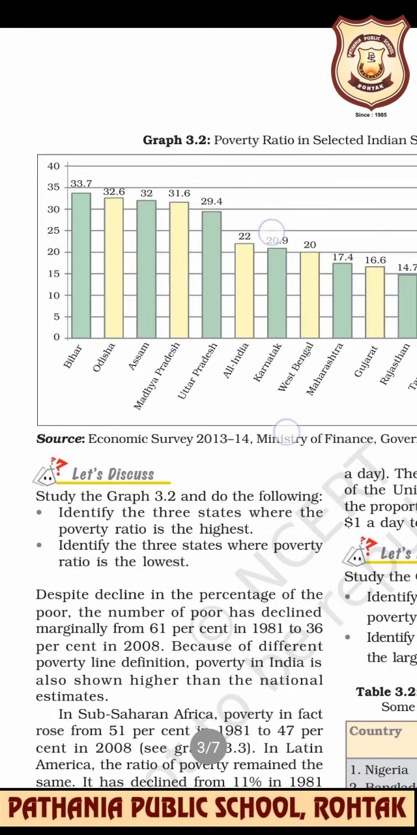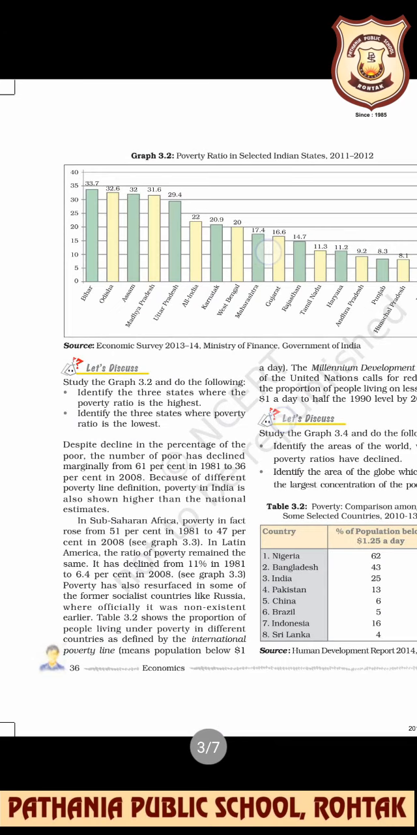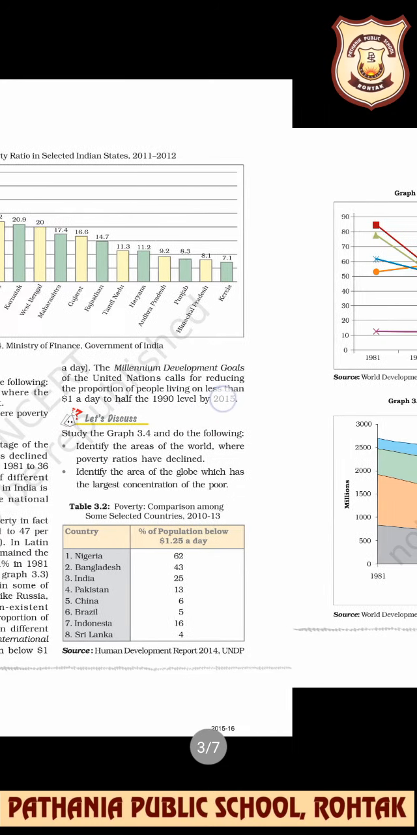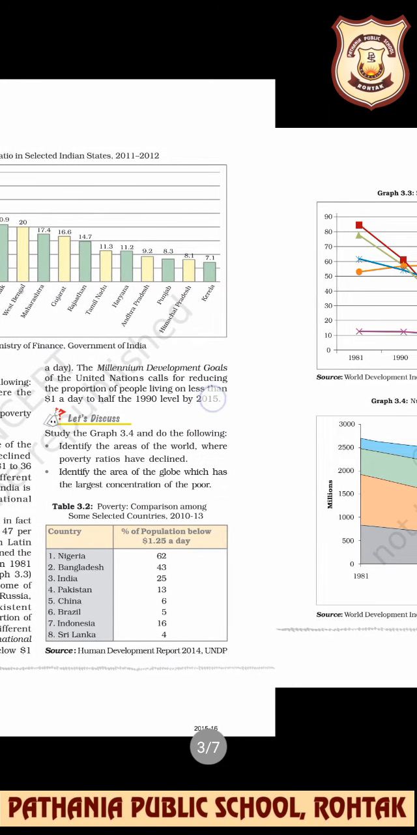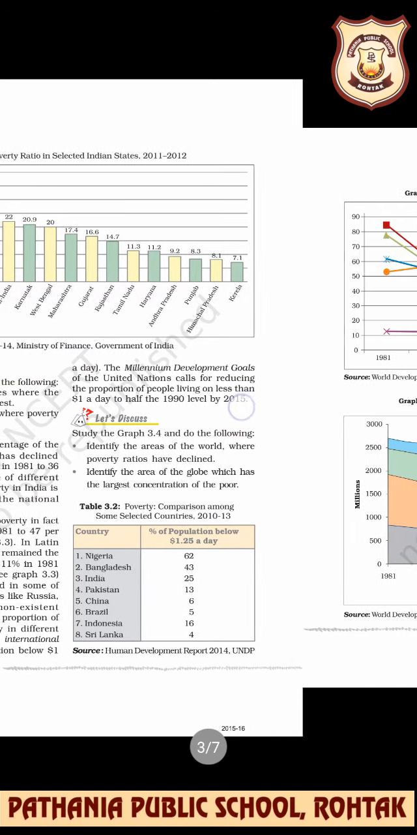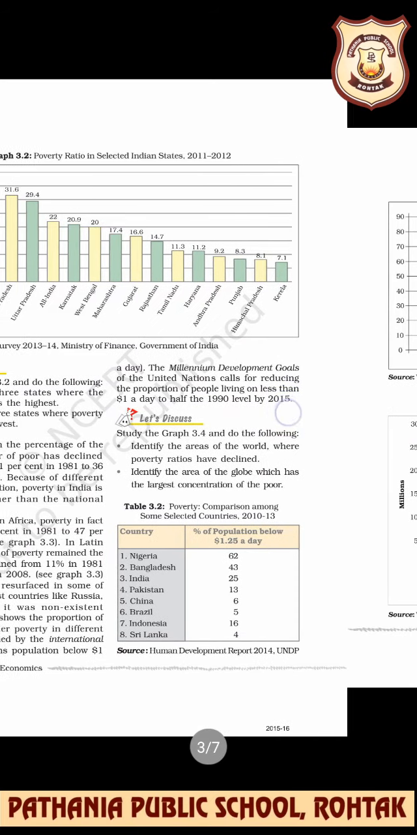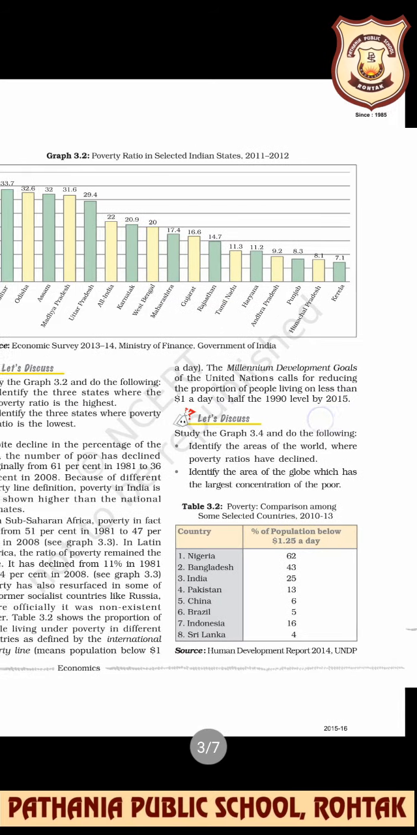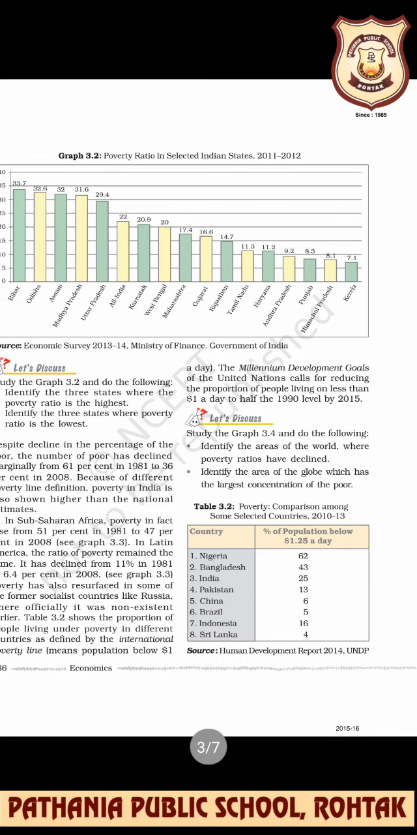Right? Now we will start the next topic, beta. See, these more graphs are given just to make this topic more understandable. Right? Now the very important topic of this chapter is the causes of poverty. What are the causes of poverty?